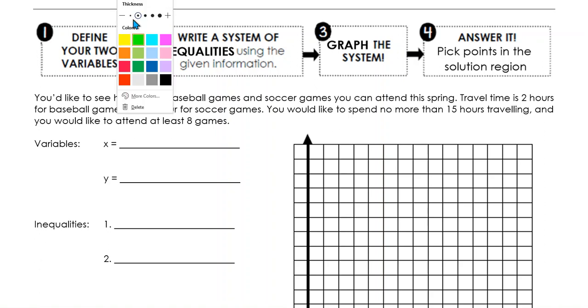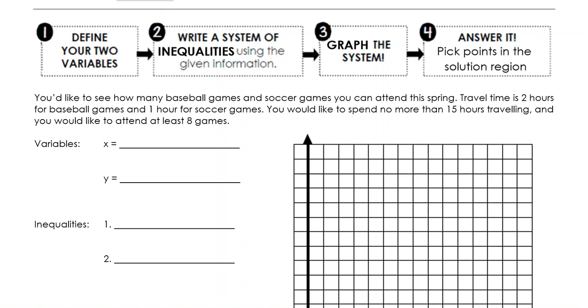So you would like to see how many baseball games and soccer games you can attend this spring. We know that travel time is 2 hours for baseball games and 1 hour for soccer games. You would like to spend no more than 15 hours traveling, and you would like to attend at least 8 games. We want to figure out how many of each game we can go to. So I'm going to make X the number of baseball games that I can go to, and we'll make Y the number of soccer games that we can go to. Again, you can always flip these, you can use different variables, totally up to you. I'm just going to use X and Y for now.